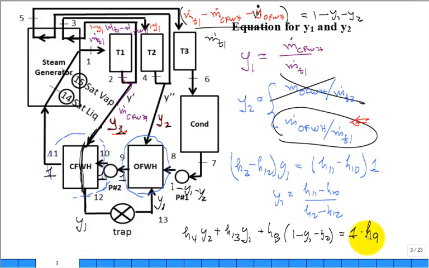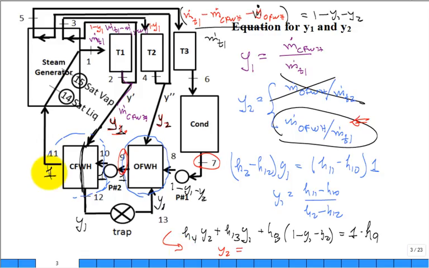What did we know about state 7 and state 9? Both of them are saturated liquids. So you can rearrange this to solve for Y2. It's algebra to get the Y2. On the next slide, I have the equation for Y2, and I'm running out of room. So, ready to go on?